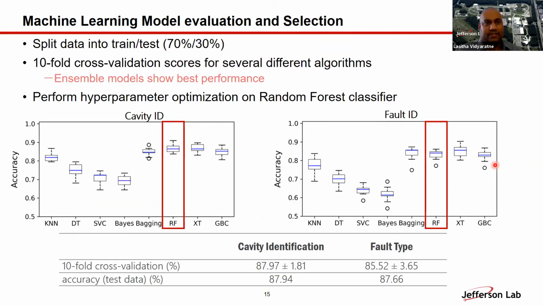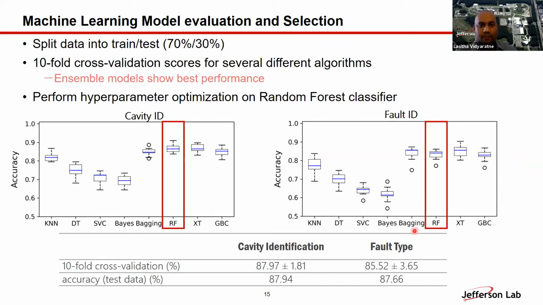So once we have the feature matrix set up, we split the data into training and testing set, with 70% for training and 30% for testing. And then we proceed to experiment with different classification algorithms. For that, we do tenfold cross-validation using the training set with different classification algorithms.